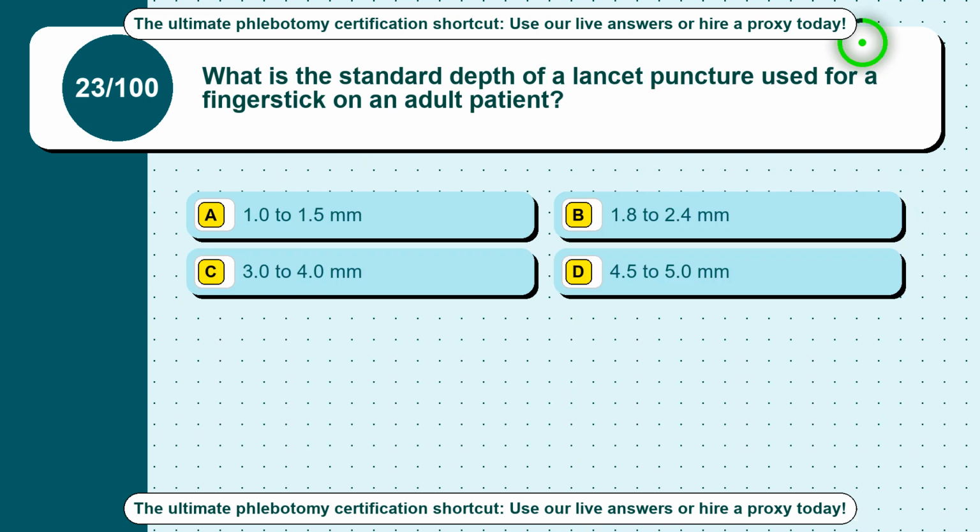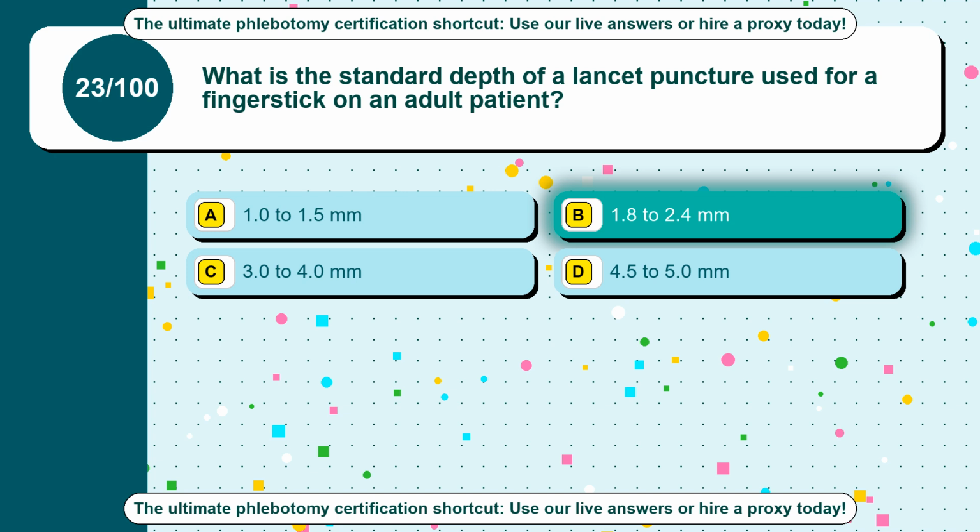Question 23. What is the standard depth of a lancet puncture used for a fingerstick on an adult patient? Option A. 1.0 to 1.5 mm. Option B. 1.8 to 2.4 mm. Option C. 3.0 to 4.0 mm. Option D. 4.5 to 5.0 mm. The correct answer is option B, 1.8 to 2.4 mm.